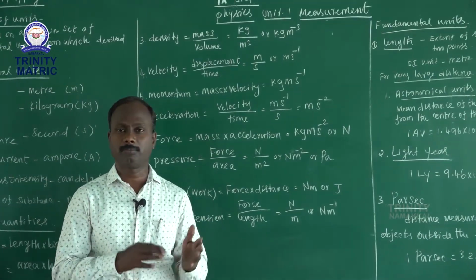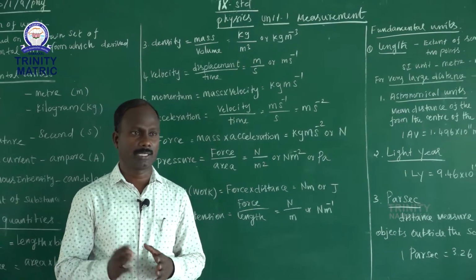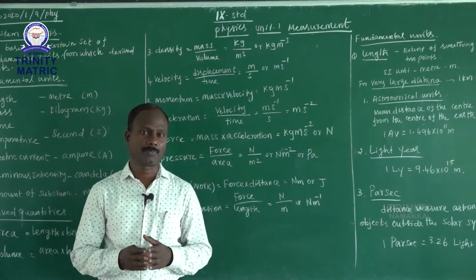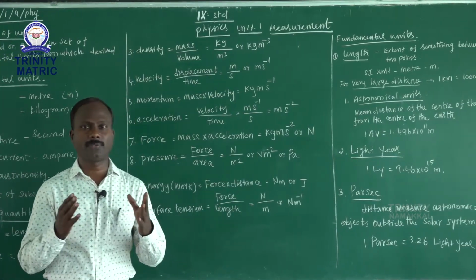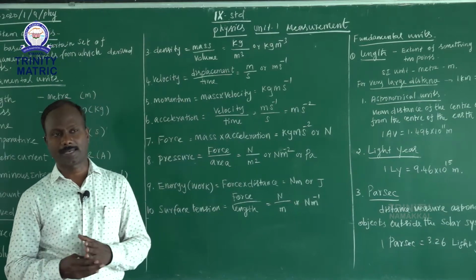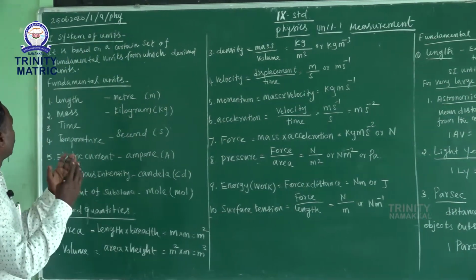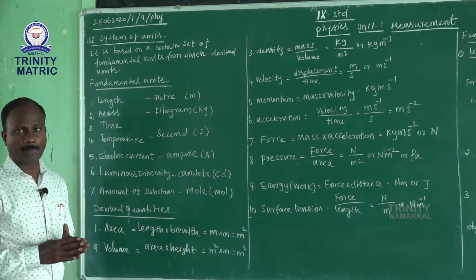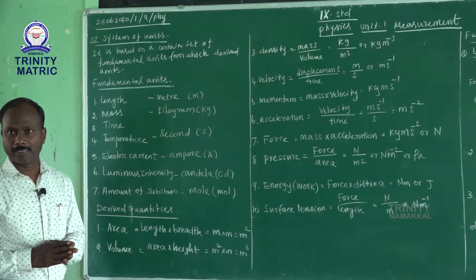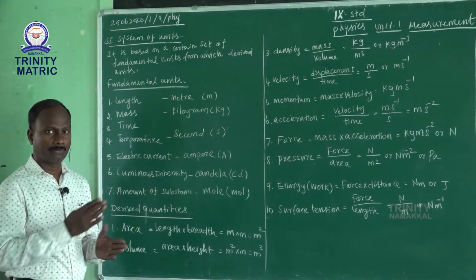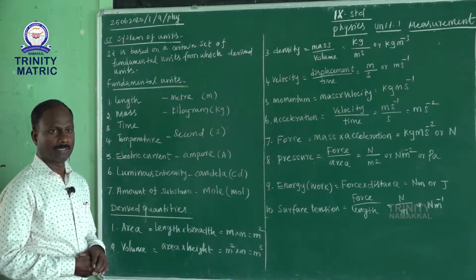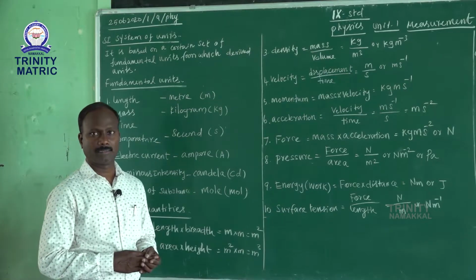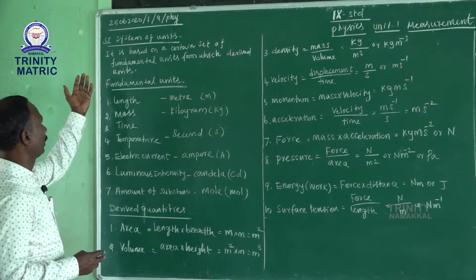So to overcome these difficulties, in the World Scientist Conference in 1960, they formed the SI system, that is System of International, as already seen in the last class. The System of International framed 7 fundamental quantities and some derived quantities from these fundamental quantities. Then what is the importance of fundamental and derived quantities? Now we see about it one by one.